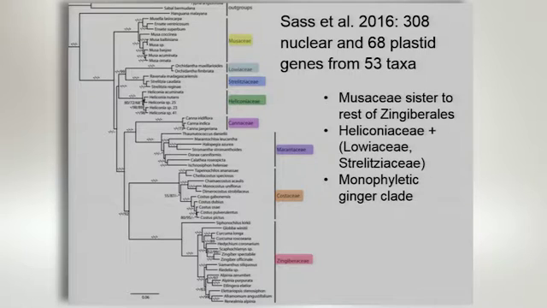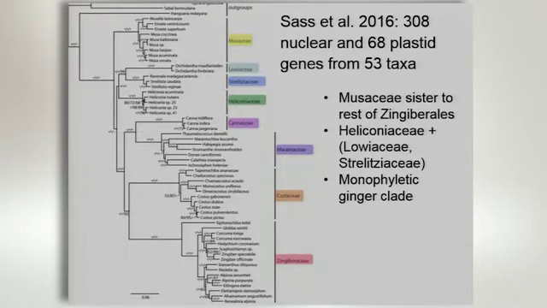So, of course, in order to look at the evolutionary history, one of the things we needed was to actually have a tree with some resolution among the families. And Chodan Sass in Chelsea's lab managed to do this recently. This came out in PeerJ earlier this year, using 308 nuclear and 68 plastid genes from 53 taxa.